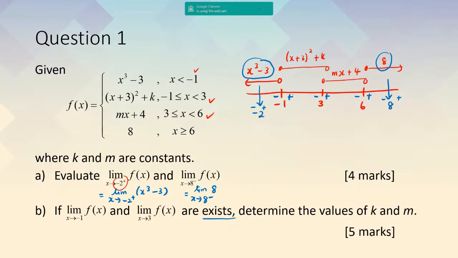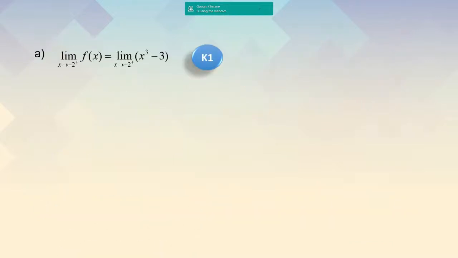So -1 from right, the function is (x plus 3) squared plus k, and then -1 from left, the function is x cubed minus 3. And then 3 from right, the function is mx plus 4. And then 3 from left, the function is (x plus 3) squared plus k. So we look at the first part first to solve.